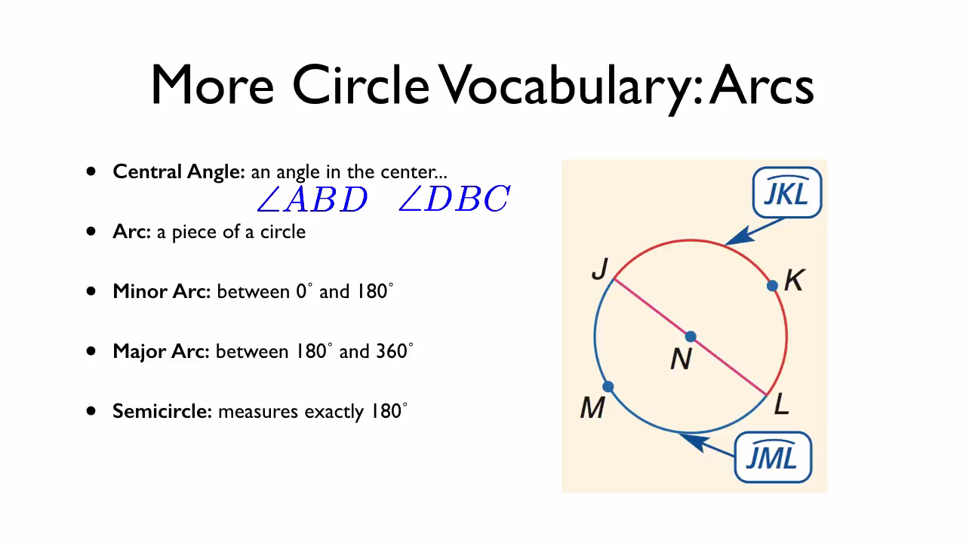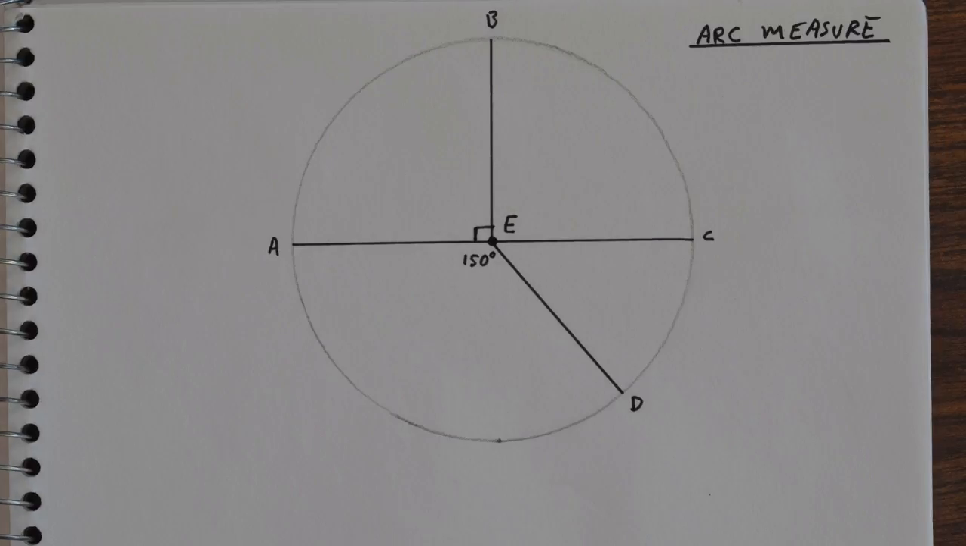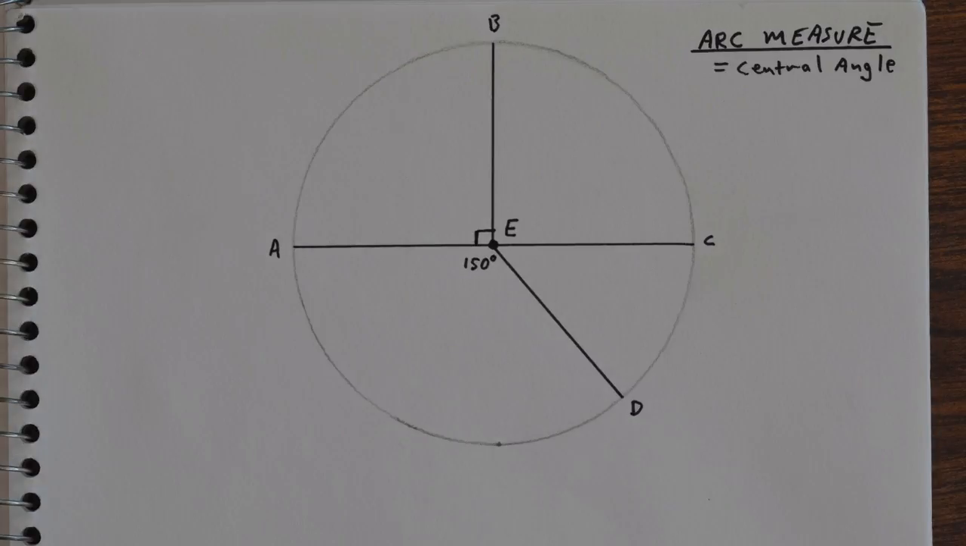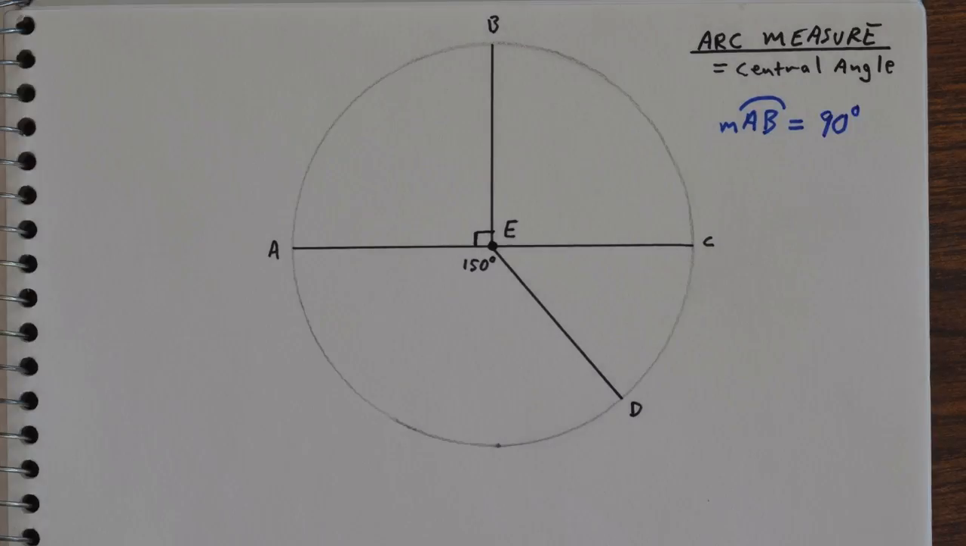So let's work with a few examples here. Take a minute and sketch yourself circle E, and we have a bunch of radii drawn in. We've got a right angle, we have a 150 degree angle, and we're going to start by discussing arc measure. Now, arc measure is essentially how big is the central angle that is cut off by that arc. So for example, if I asked you for the measure of arc AB, I see the angle that cuts that off is 90 degrees. And so that arc, its measure is equal to 90 degrees as well.